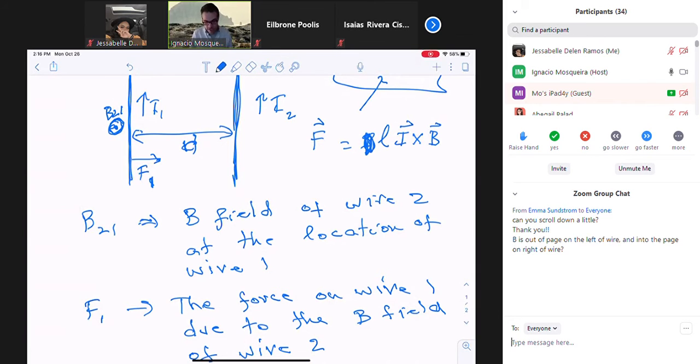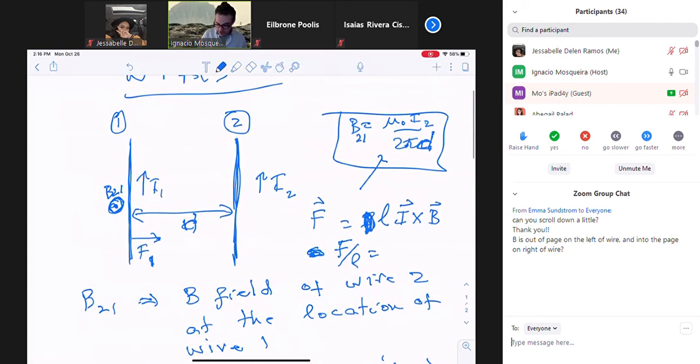Okay, now I want to calculate what is the value of that. Well, I didn't give you L, so let me calculate F over L. Notice what happens: what is this I that goes in here? This I was the I2, the I of wire 2, but the force F1 depends on the I of current 1.